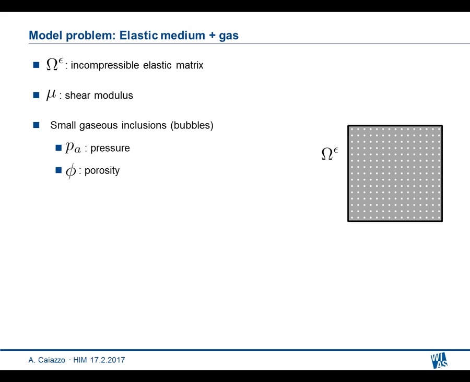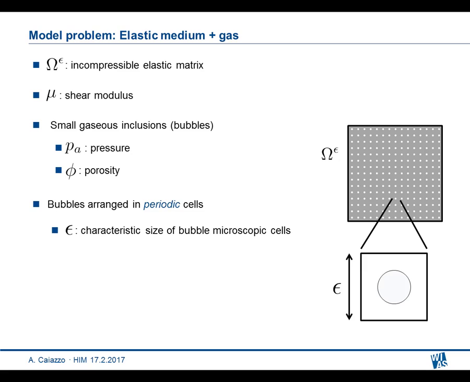Okay, so this is now, I guess, a very standard setting. We have an incompressible elastic material, which is gray with a lot of small bubbles. We assume that the physical parameters are given: the shear modulus, and the pressure of the air inside the bubbles. We call phi the porosity of the material, so it's more or less the ratio of the gas volume over the solid volume.